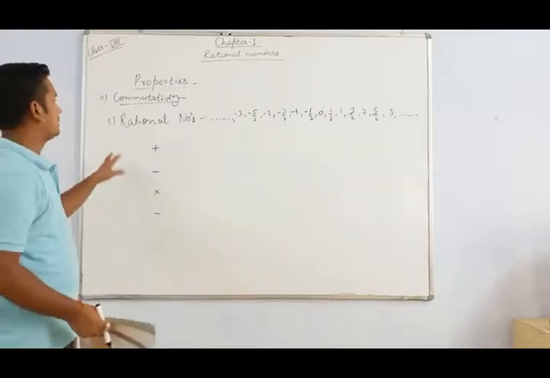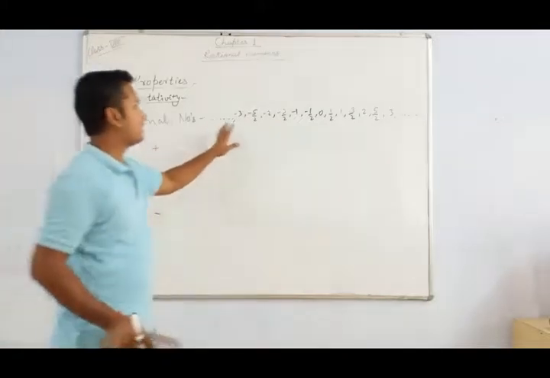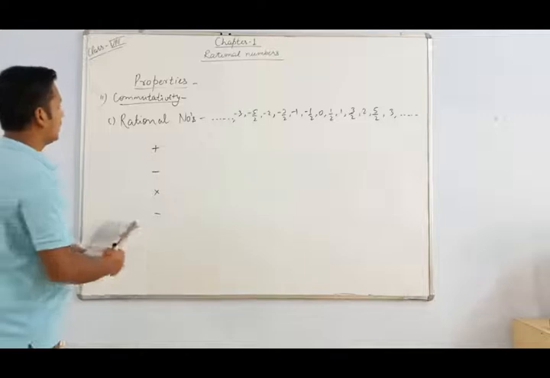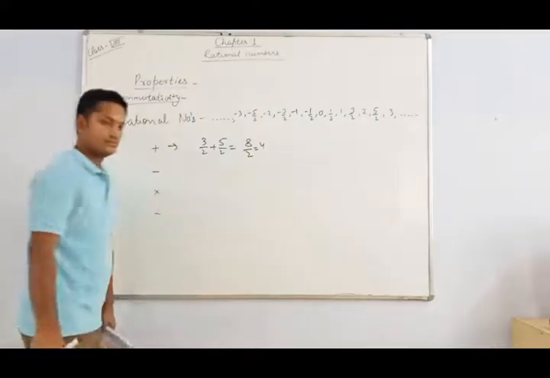So now let's check the commutative property for rational numbers. So here are our rational numbers. Now for addition, all of us know what is meant by commute. So for addition we will be checking. Let's take the example 3 by 2 plus 5 by 2. It will give you 8 by 2, that is 4.